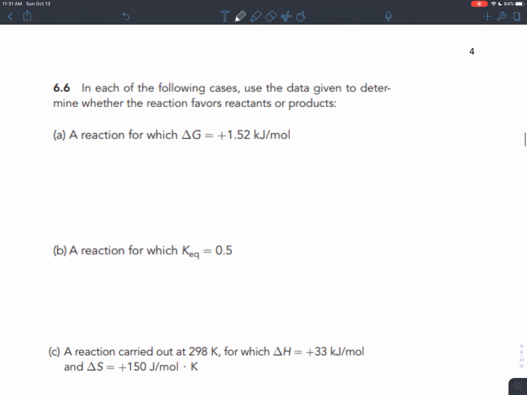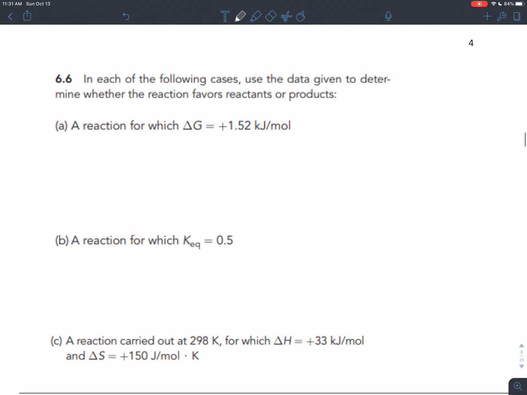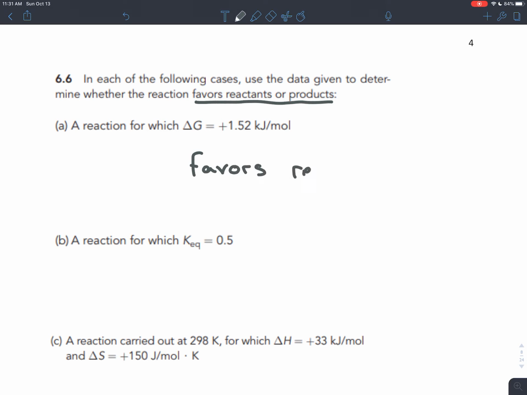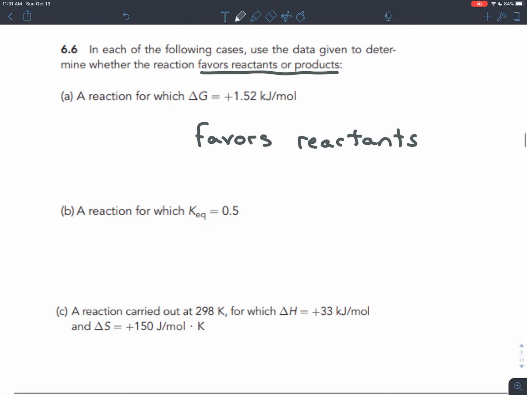So we can bring that to the analysis in exercise 6.6. They say, use the information that they give you to determine whether the reaction favors reactants or products. Well, here we see that delta G is positive. That means the reaction is unlikely to happen, and so it favors reactants. If the reaction is unlikely, then the reactants are not going to change into products.